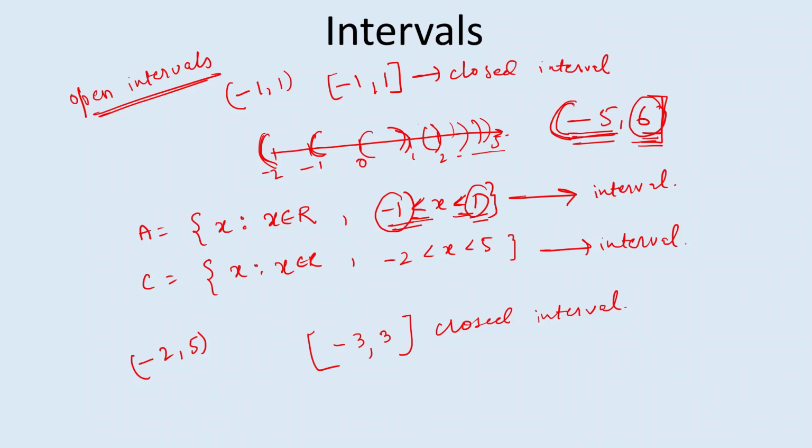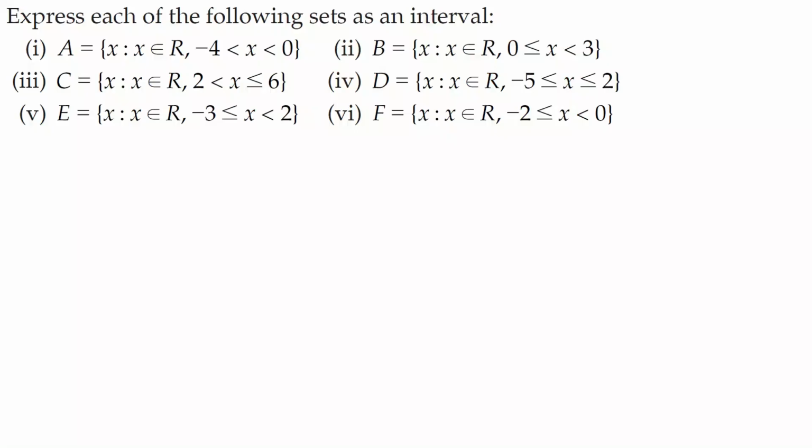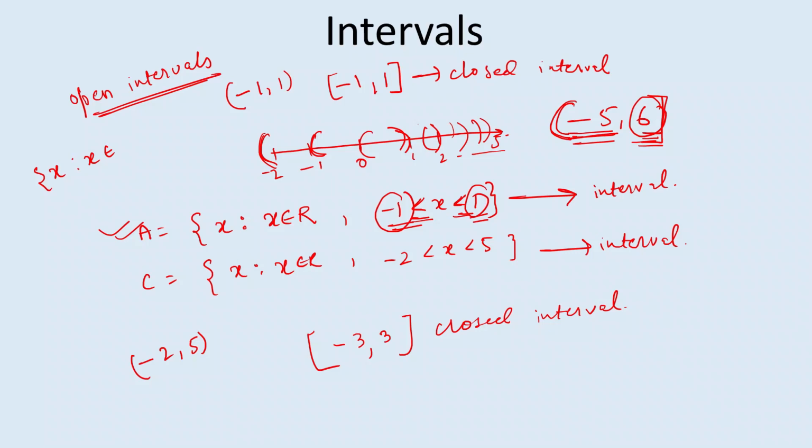So how are you going to write this down in the form of set builder method? We can write it down as the set X belongs to the set of real numbers such that -5 less than X less than or equal to 6. So this is how we write this interval -5 comma 6 in the form of a set builder method. Okay.